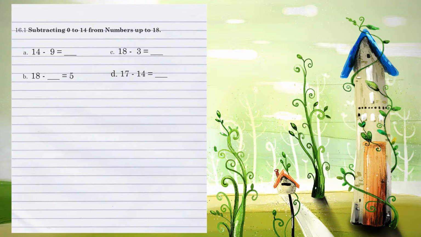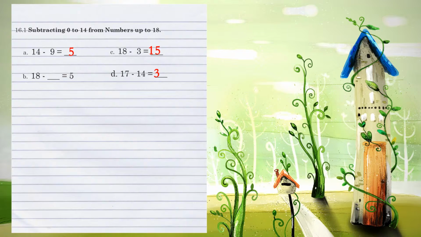We have 14 minus 9. If we start off with our ones position, we have an issue where we can't take 9 from 4. So we're going to come over here to our tens column and we're going to borrow from the 1. Well, that ends up making it 0. We're going to take that 10 and apply it to the 4 to make 14. So now 14 minus 9 is 5.